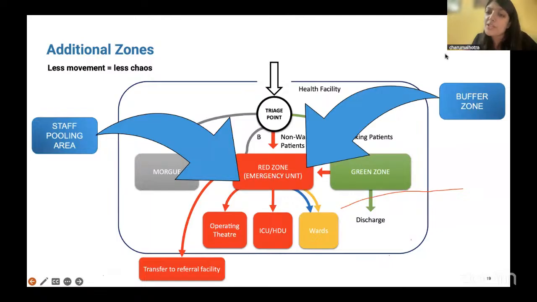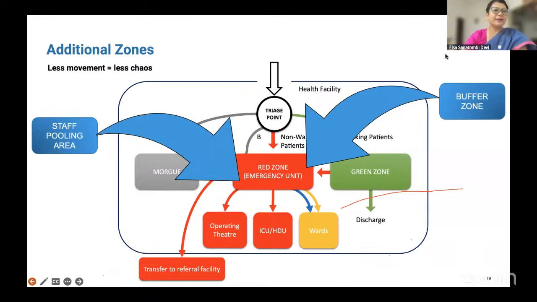So for those patients, we'll actually send them from the green zone to the red zone. They will again be evaluated by the red zone team. They will take a decision whether to send the patient to the OT, to the ICU, or to the wards. Am I clear with this, or would anybody else want to ask?